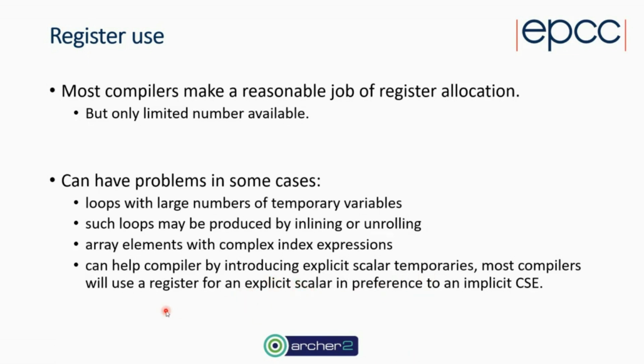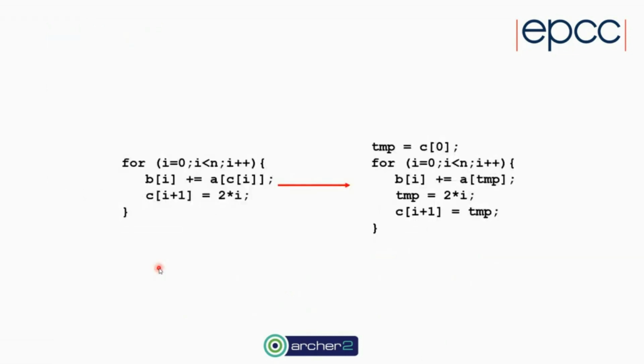So there are ways around this. You can do something like include an explicit scalar temporary. Most compilers will use a register for an explicit scalar temporary. So what do we mean here? Here we can take this code, where we can see we've got some complex index arithmetic, where we're going to have to get I and C of I and then A off the back of that. And then we've got C+1 down here. That can mean that we're using more registers than we want to, because we're having to store C of I in here as well.